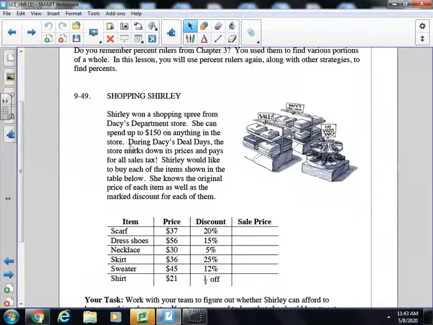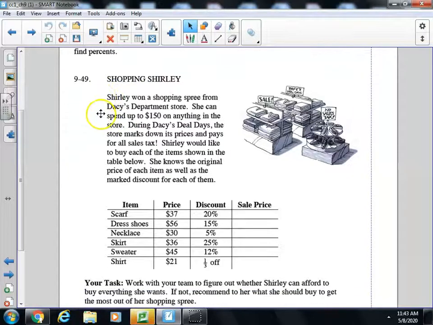So our first core problem, 9-49, Shopping Shirley. So if you go ahead and read along, Shirley won a shopping spree from Daisy's department store. She can spend up to $150 on anything in the store. During Daisy's deal days, the store marks down its prices and pays for all sales tax. Shirley would like to buy each of the items shown in the table below.